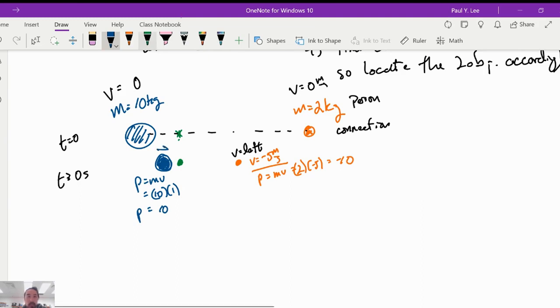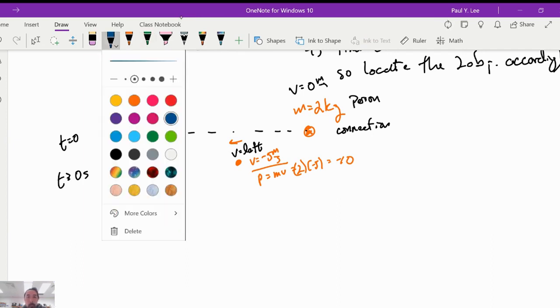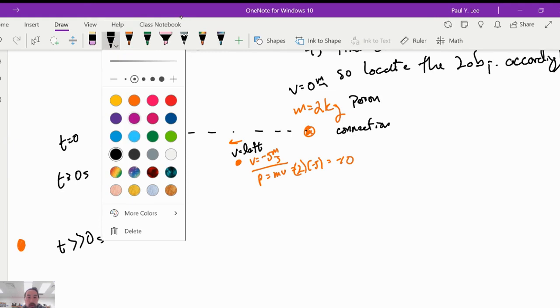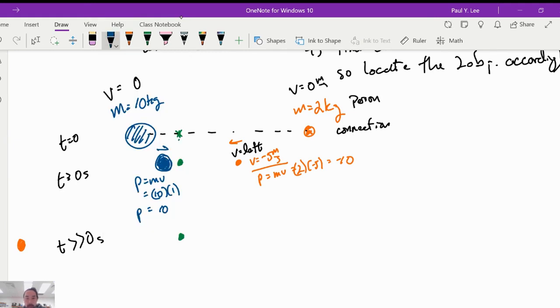So this object is moving this way to the right, and this object is moving this way to the left. But the center of mass is still there, all right? So here, the center of mass, after much time has passed, so much greater than 0 seconds, we can say that the orange object, let's say it's over here somewhere. And if the orange object is all the way over there, we can say that the blue object is probably right here-ish, because we want the center of mass to be closer to the blue object.